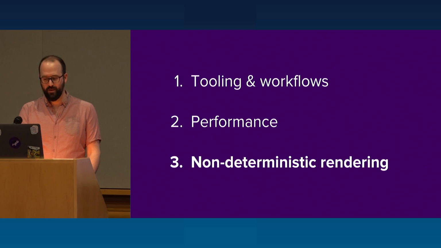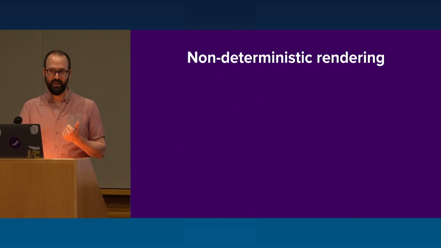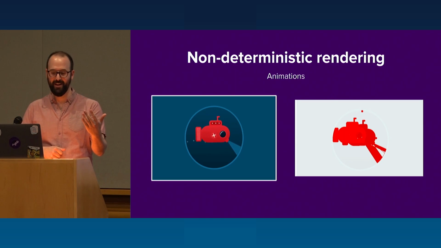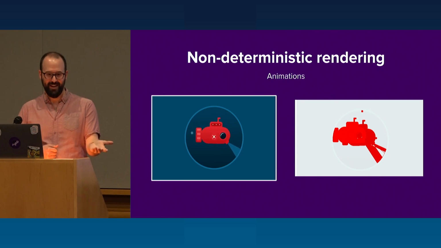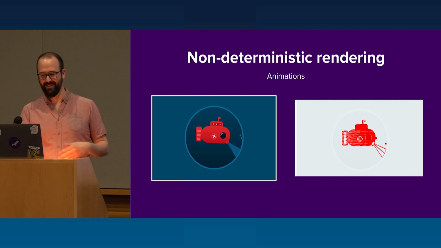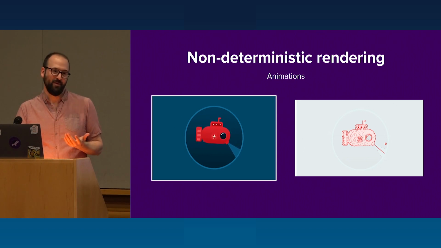And then the non-deterministic rendering, and I have a bunch of examples for this. The simple first one you can think of is animations. How do we handle animations on the page? If you take a visual diff of a page that has an animation on it, which visual diff are you going to get? You might get this diff, or this diff, or this diff. It depends on the frame of the animation that you're actually visually diffing. And that's just not useful at all, right?